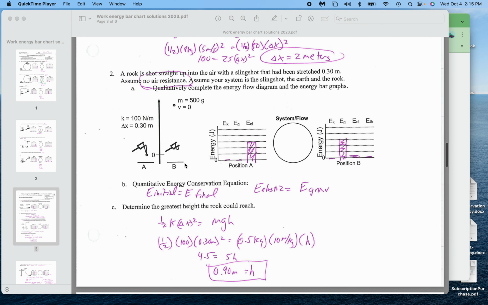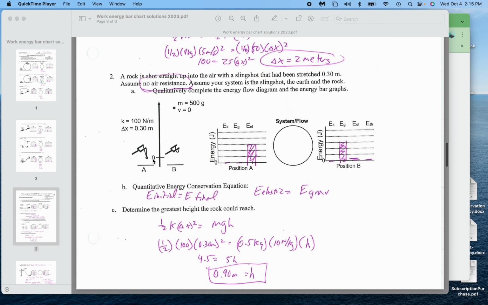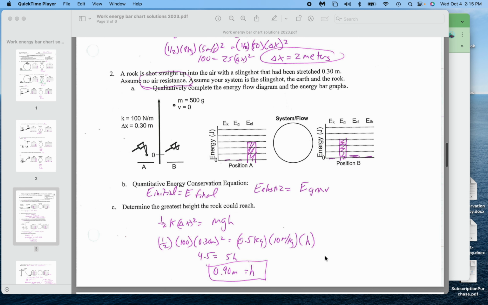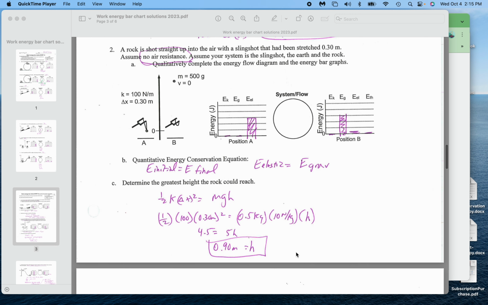Again, I'm going to say this is at 0 position. I'm going to have initially elastic potential energy, and at the end gravitational potential energy. So E initial equals E final, E elastic equals E grav. Elastic is 1/2 k delta x squared, gravitational is mgh. I put all those in, and I get a height h of 0.9 meters.